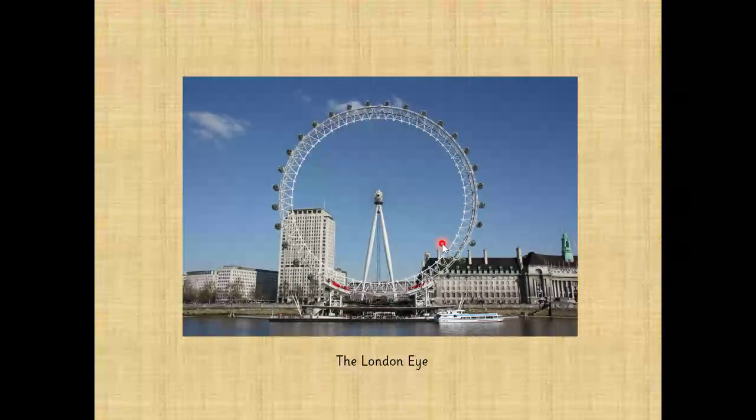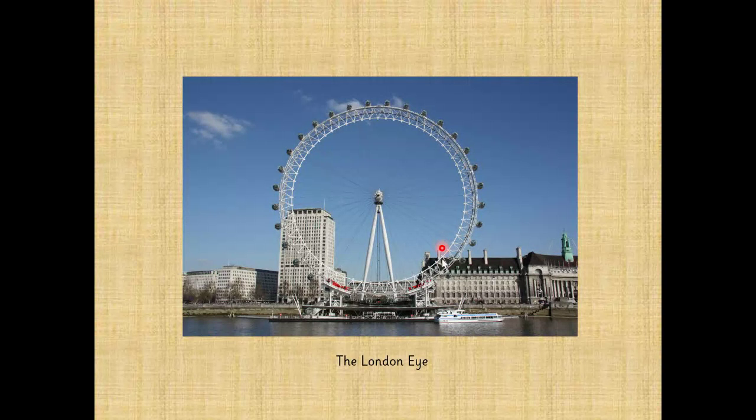Right, now here we go. This is the picture that I was pointing at earlier. I'm wondering if you knew what it was. Do you know what this is called? It looks a bit like a fairground ride, doesn't it? It looks like the big wheel, but it's actually called the London Eye.